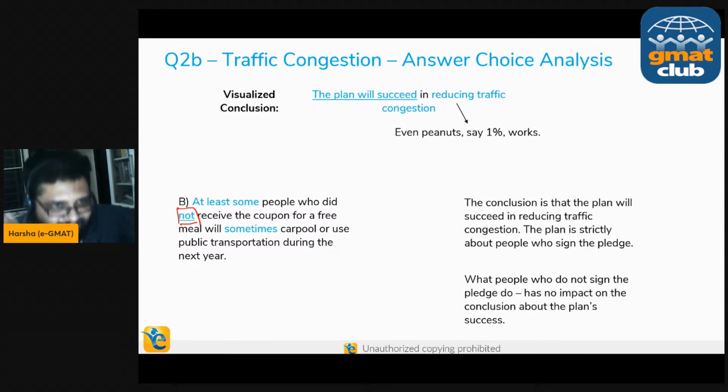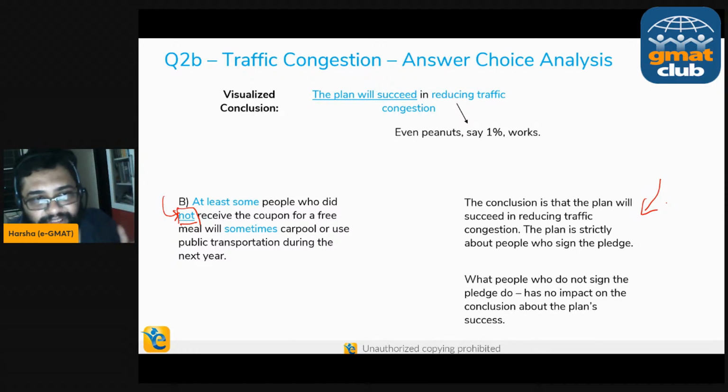For this plan to succeed, it has to be about people who are actually signing this pledge, or in other words, people who are receiving this coupon. Option B is exactly the correct answer if not for this one word. If this word "not" was not there, this option is the exact same correct answer from the last question. There is no way, right? Here this word "not" makes it completely incorrect because the conclusion is about the people who signed the pledge.